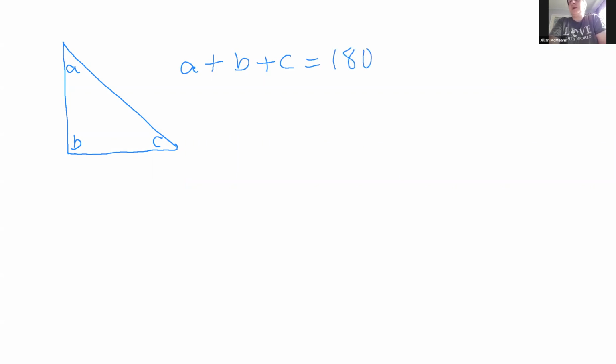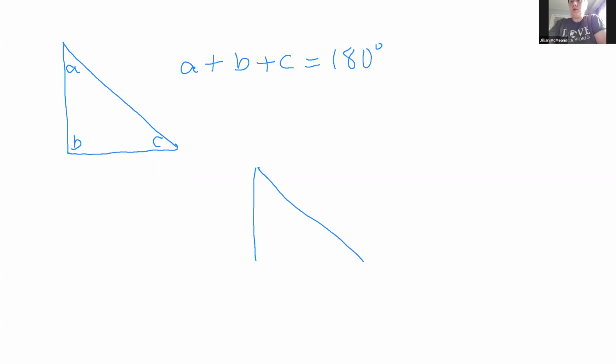So everybody knows what a triangle looks like. It's a polygon. It's a flat enclosed figure made up of three sides, and it's made up of three angles. So these inside areas, these are the angles. And what you need to know is if I take A plus B plus C, it's going to equal 180 degrees.